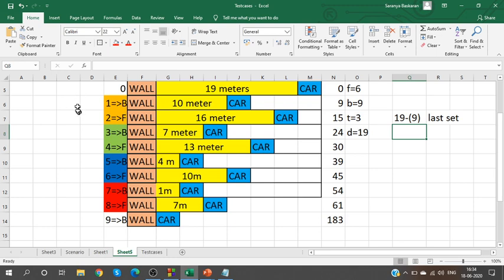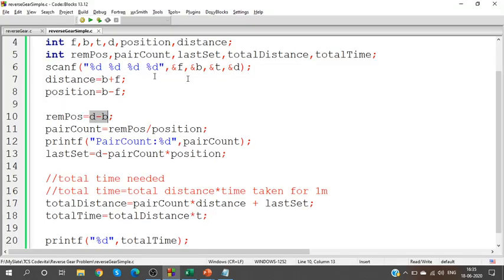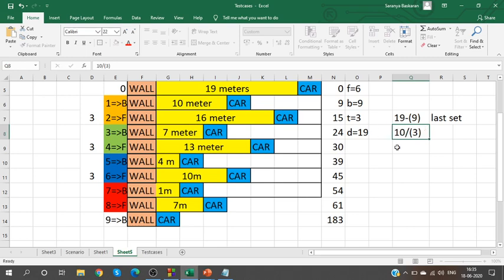See, I'm moving in pairs. First pair will cover 3 positions. Second pair will cover 3 positions. Third pair will cover 3 positions. Yes, what will we do? We will take the difference divided by 3. What is the difference? 10. Right? Take that difference divided by 3. When you divide it by 3, your answer will be 3. 10 by 3 in integer terms, the answer is 3. So I can say I need 3 pairs only.